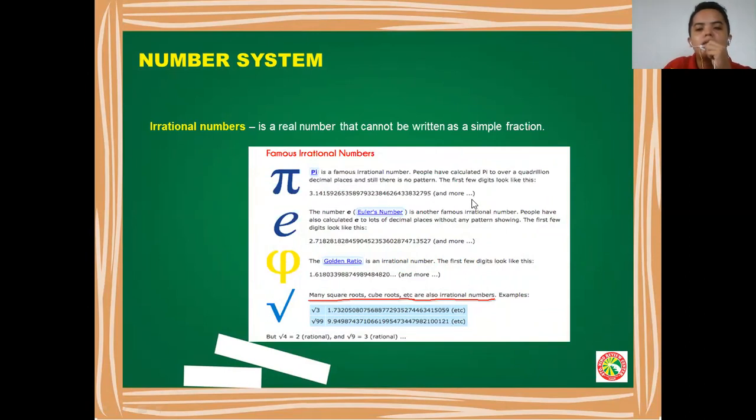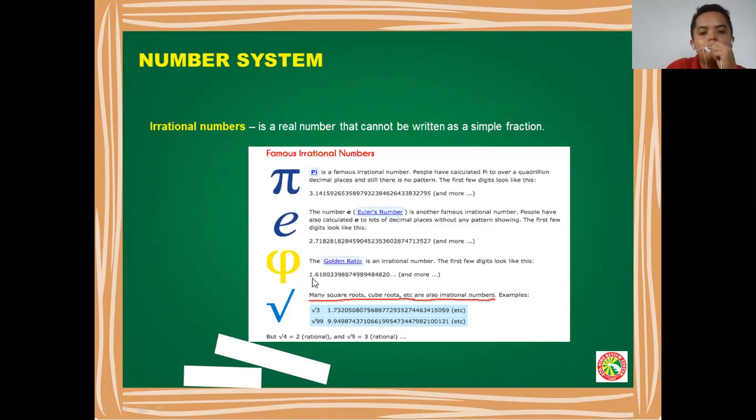3.1415926 and more, up to quadrillions of digits. And then another example of an irrational number is E, Euler's number. It is another famous irrational number. People have also calculated E to lots of decimal places. So the value of E is 2.71828182845 and so on and so forth. And another example is the golden ratio, which is also an irrational number.